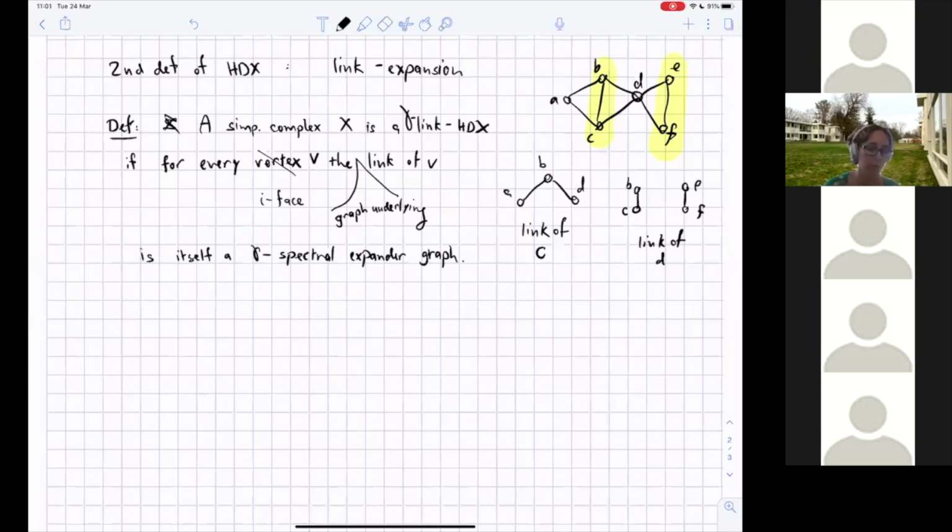Okay, so that was the definition. It just says you look at the face, you look at all the faces containing it, but you remove these elements, you get some other simplicial complex. Now you forget about the higher faces, you only look at the vertices and the edges, and you see if this is an expander.